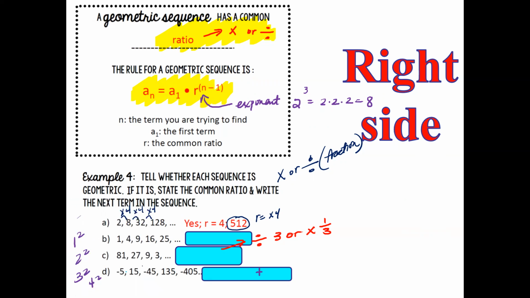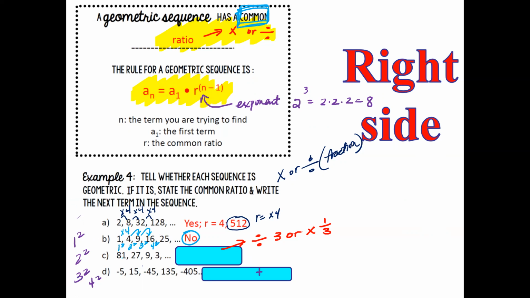Next one, here we go. 1 to 4, it looks like I am doing something different. It is not timing. I mean, 1 times 4 is 4. But how do I get from 4 to 9? And then 9 to 16? It looks like this is a 1 squared, 2 squared, 3 squared, 4 squared pattern. So is this geometric? No, because it's not a common multiplier.